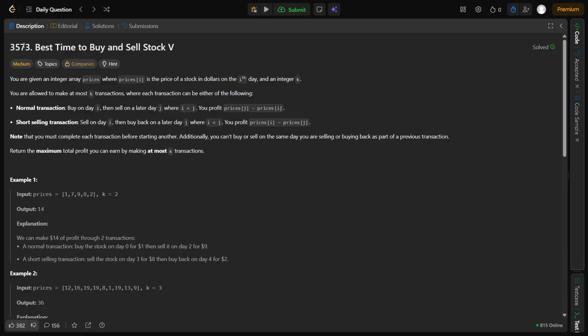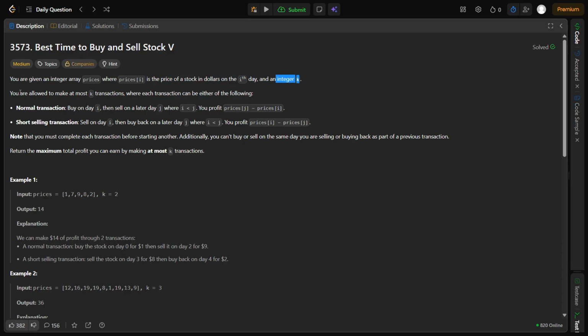Hi, so this is my first problem which I'm recording, and the name of this problem is best time to buy and sell a stock V. Basically we are given an array prices[i], which indicates the price of the stock on the ith day, and also we are given an integer k.